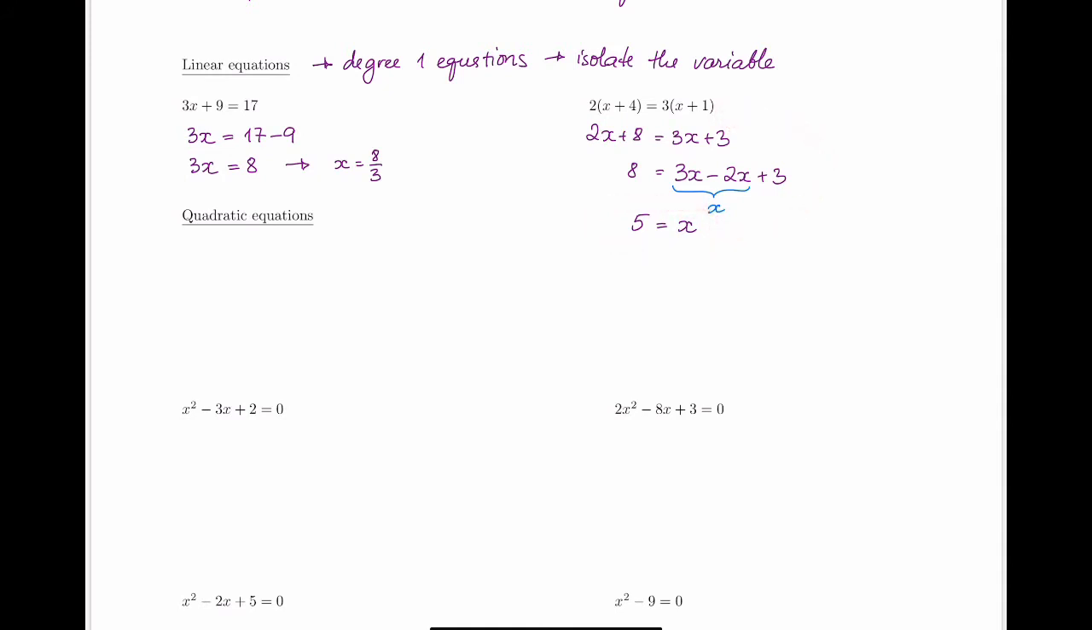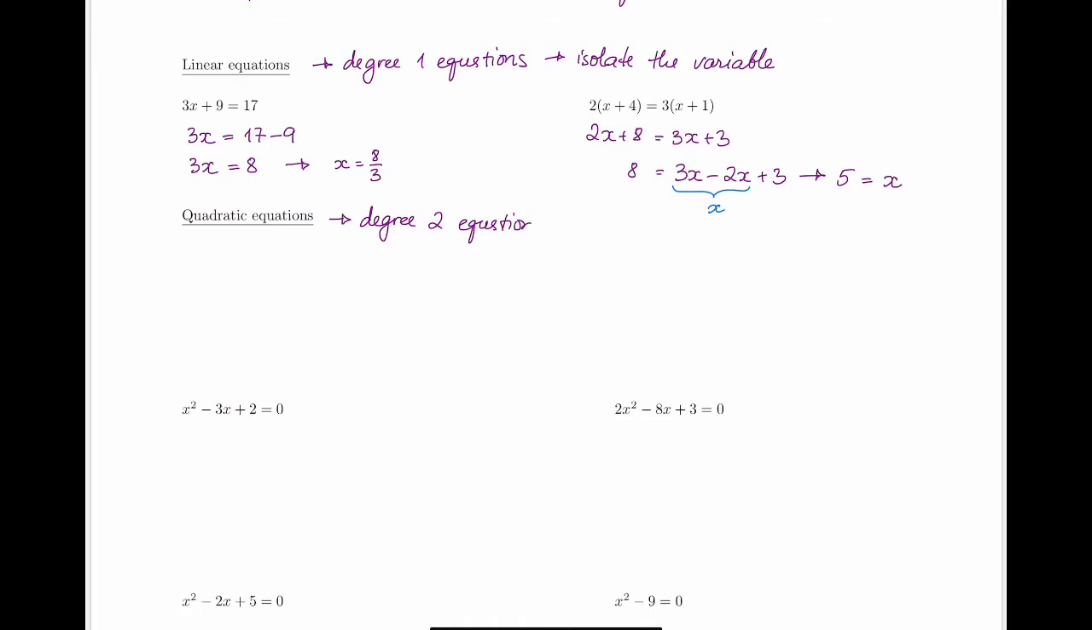And again, I can plug it back in just to double check and see whether or not this actually works out. Okay? This is linear equations. Linear equations are fairly straightforward. The next degree up will be quadratic equations. So this is then degree 2 equations.